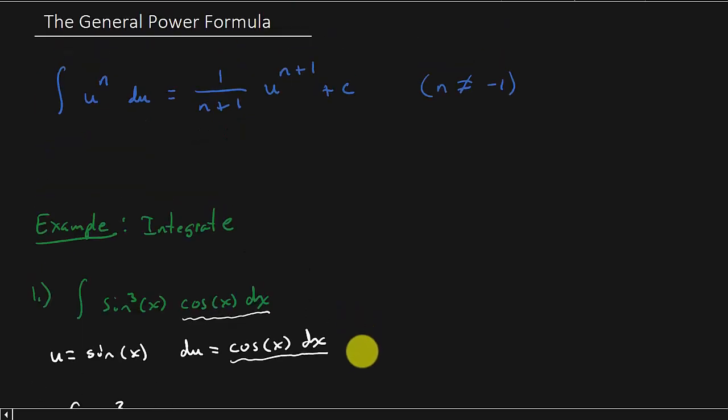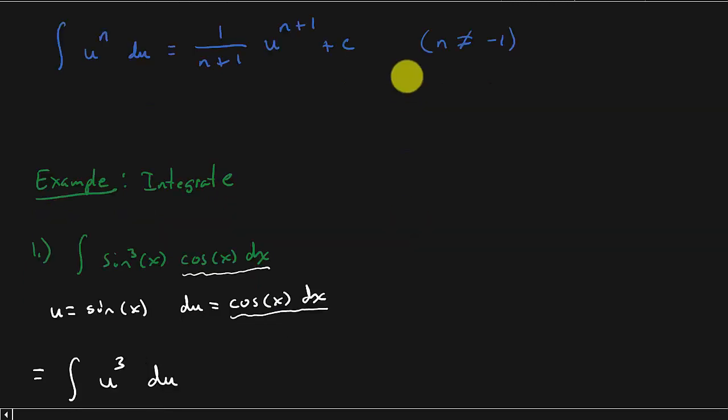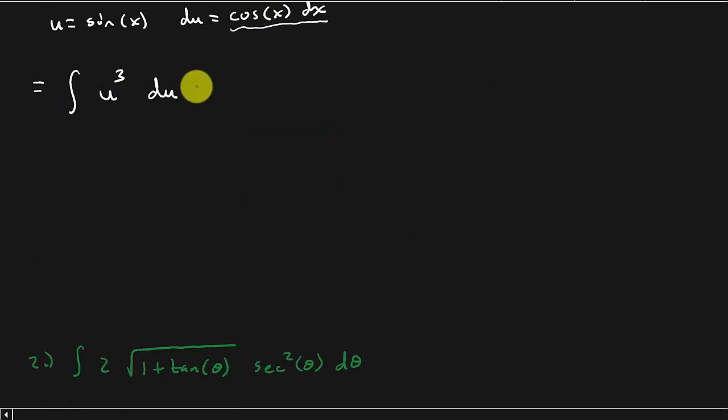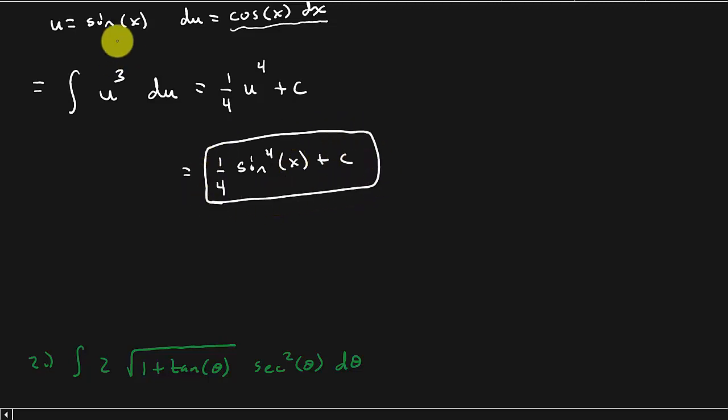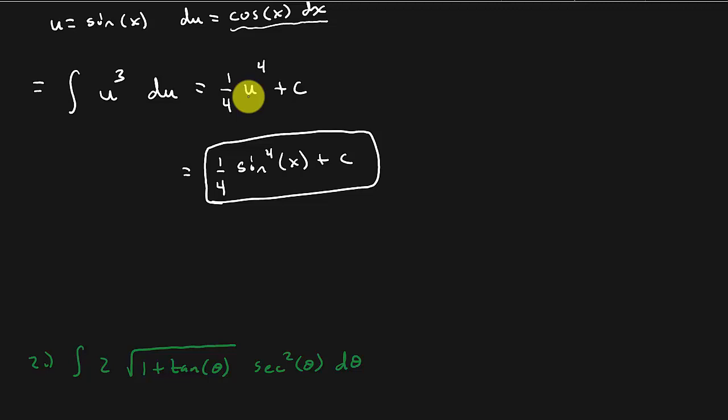And there you have it. You see that? It's in this form now. We can use the power rule. So I'm going to get what? u to the fourth, multiply by the reciprocal of the new exponent, and don't forget to put your plus c. And so this is going to be 1/4. Kind of looked like a 9, didn't it? 1/4 sine to the fourth x plus c. We gotta put sine x back in for u. And there it is. That's how you work it.